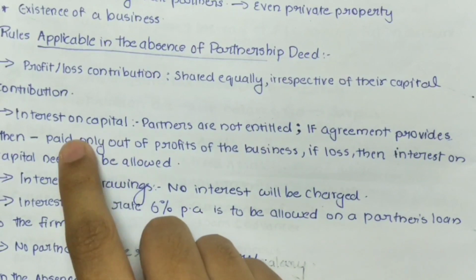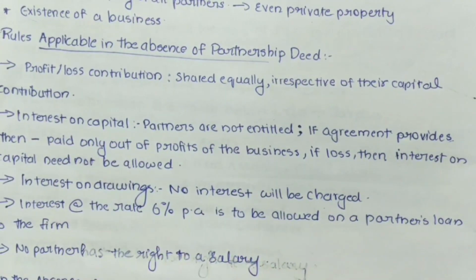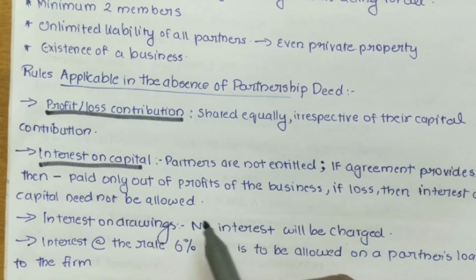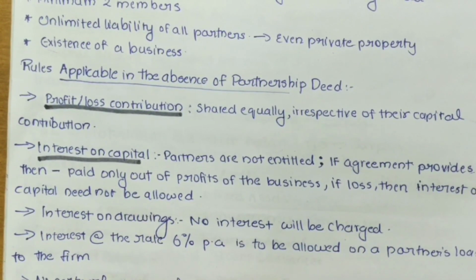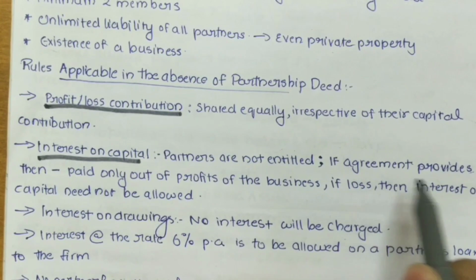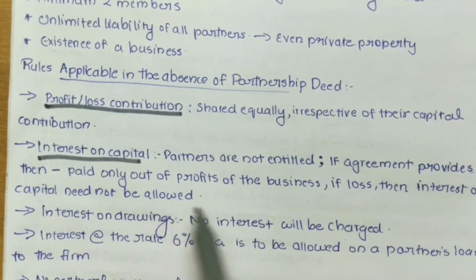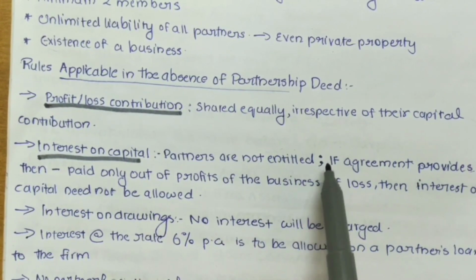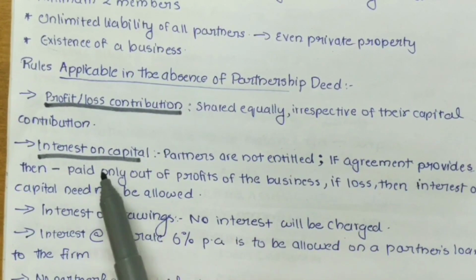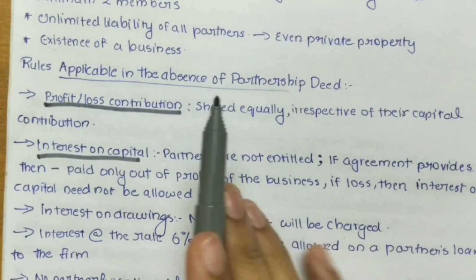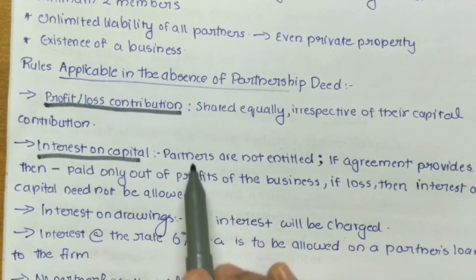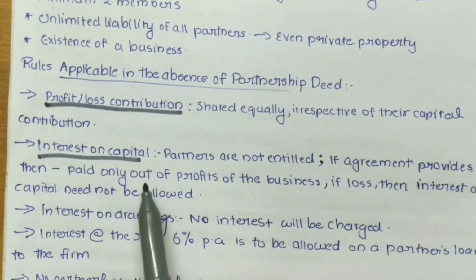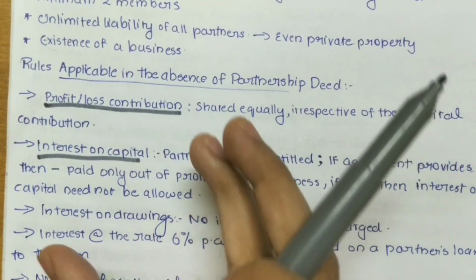Next point is about interest on capital. In the absence of a partnership deed, interest on capital is not to be given to the partners. Partners are not entitled to interest on capital. But if the agreement does mention interest on capital, then it should be given only out of the profits of the business. What if the business has a loss? Then there is no need to give interest on capital. Interest on capital need not be allowed.